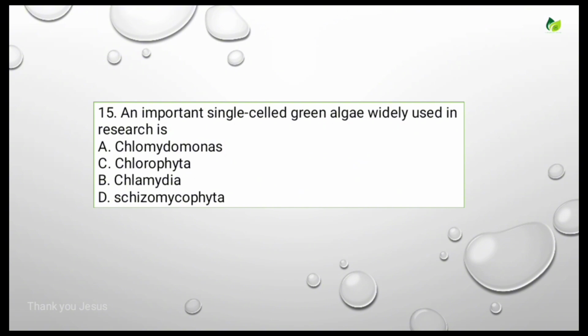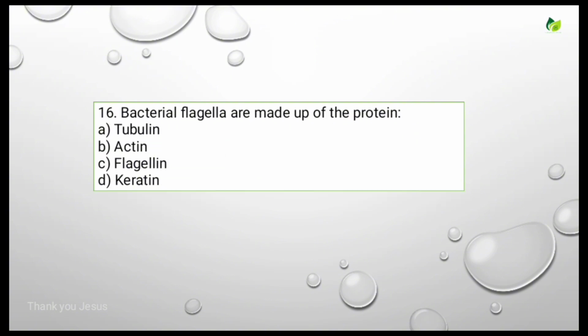An important single-celled green algae widely used in research is. Options are Chlamydomonas, Chlorophyta, Chlamydia, Schizomycophyta. For this, the correct answer is Chlamydomonas, which is extensively used in research work. Let's see the next question.